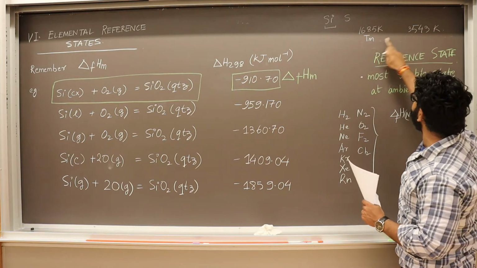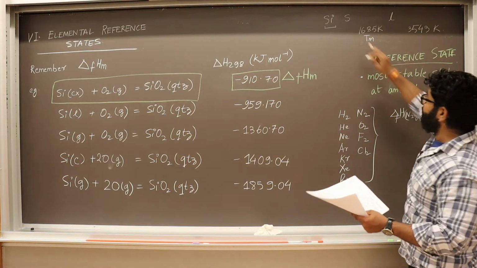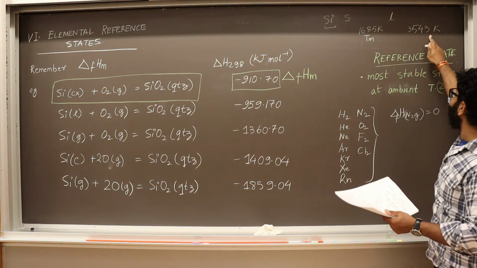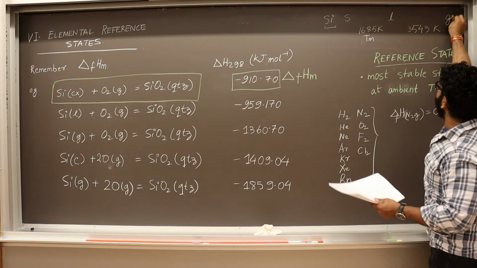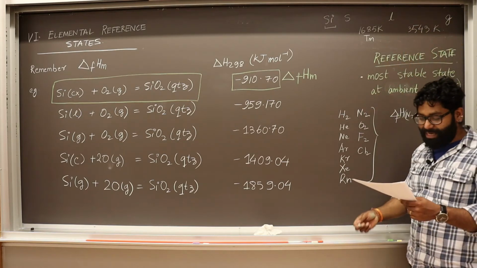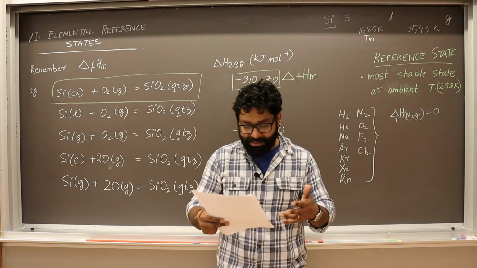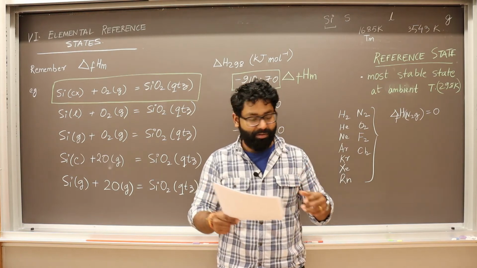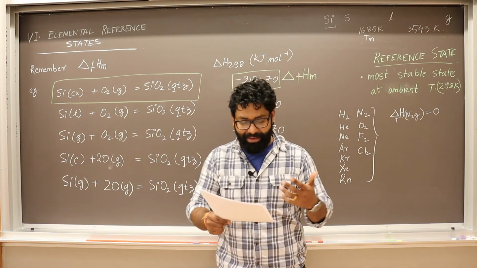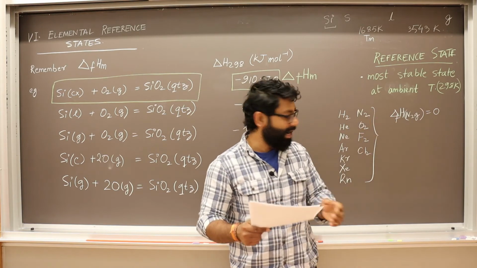Between this temperature and this temperature, the elemental state will be liquid silicon, and above this temperature, the reference state will become vaporized or gas silicon. Now this is the type of elemental reference state that is followed for a whole range of elements. I'm just naming them because I don't have space to write that.